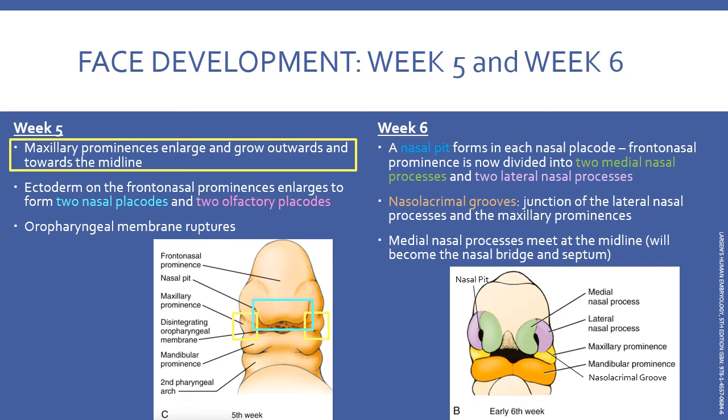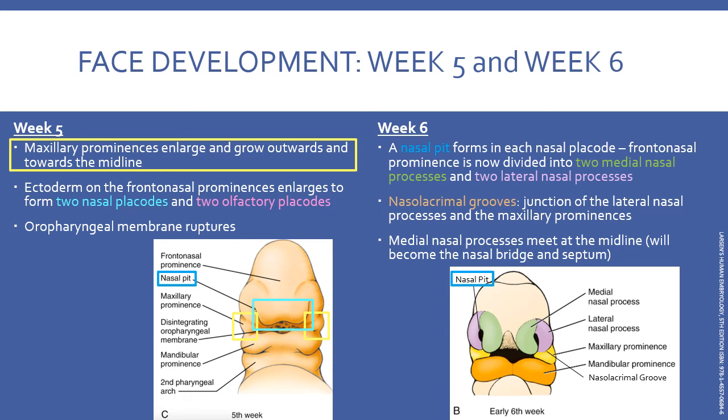Each nasal pit forms in each nasal placode, 1 pit per placode, so there'll be 2 pits. They form by invagination, growth into the interior of the embryo, and by the movement of the frontonasal prominence forward. So both of those will extend the length of the pit. And the presence of the pit divides each nasal placode into 2 sections, the medial nasal process and the lateral nasal process.